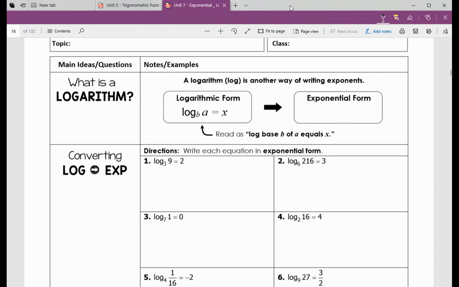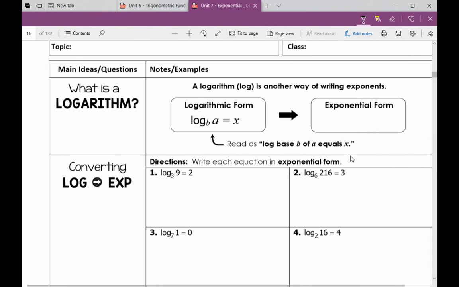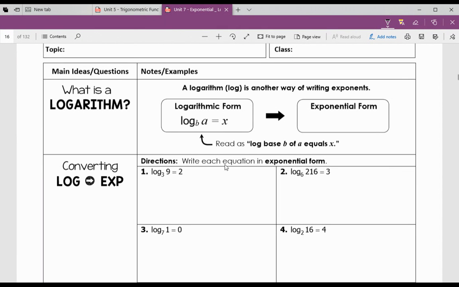All right, so hopefully it's recording this screen and not the other one like it did the last time. We will have to see.